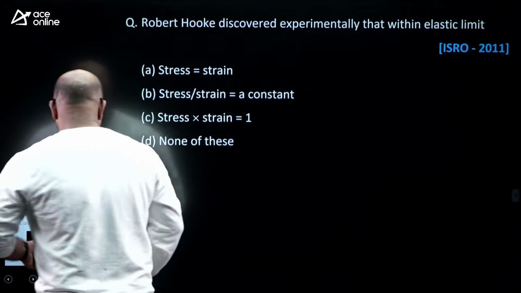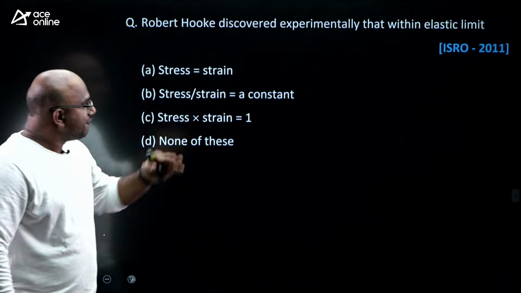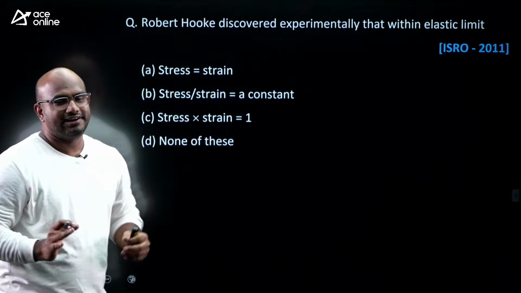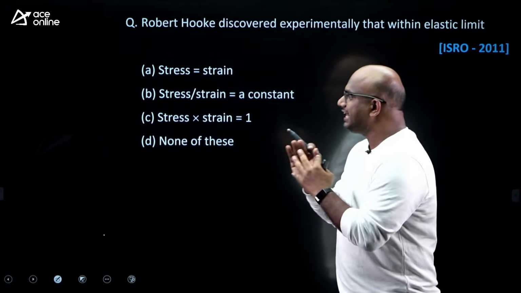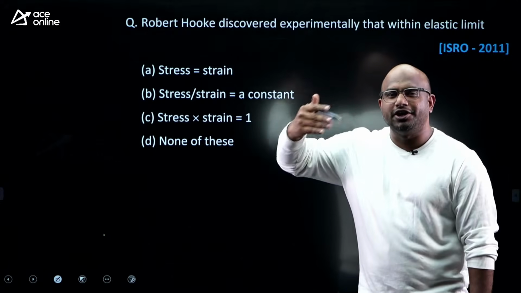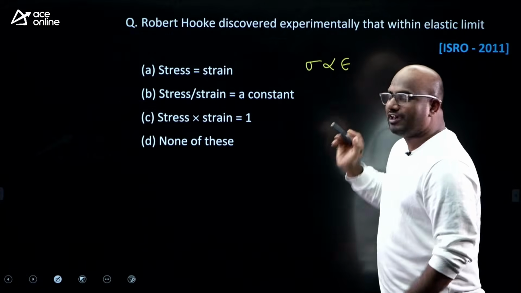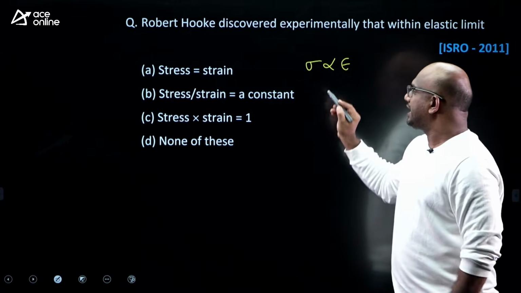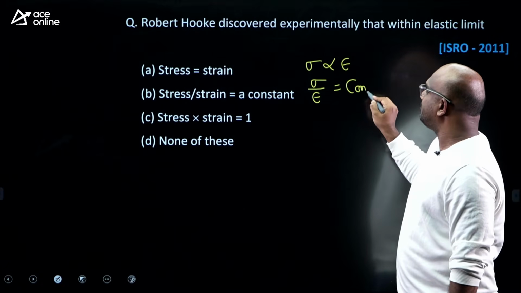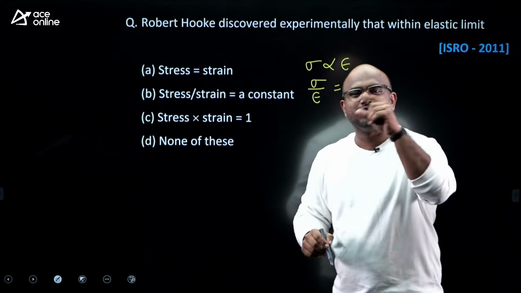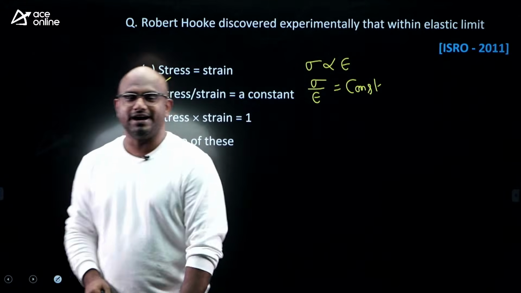Next, please go through this one, guys. Robert Hooke discovered experimentally that within the elastic limit, what happens, guys? Think of it, guys. Tell me, sir, what is Hooke's law? The stress is directly proportional to strain, that too within the elastic limit only. So I can write stress by strain equal to something constant. According to the given options, which one is the correct one? Option B is the correct one, guys. I hope this is clear for you, guys.